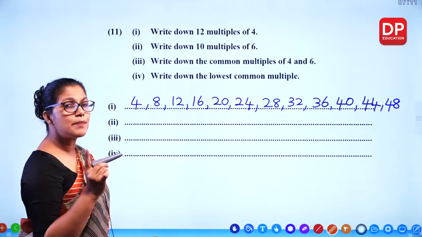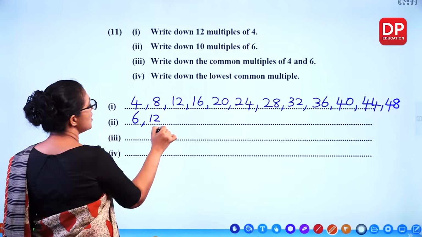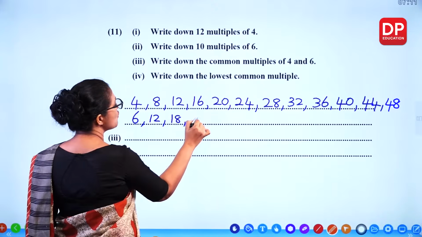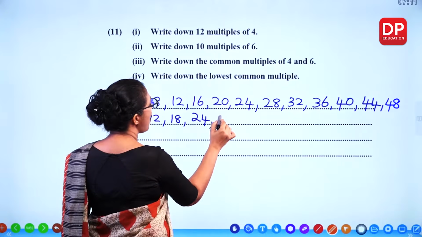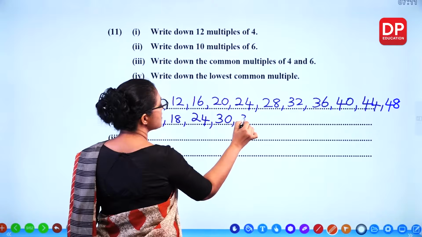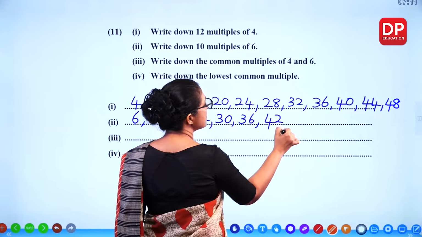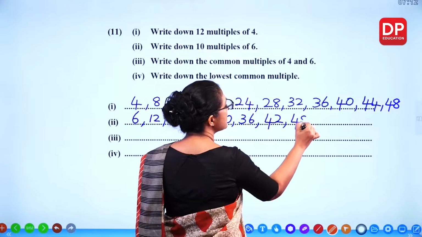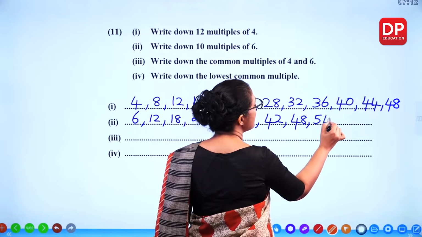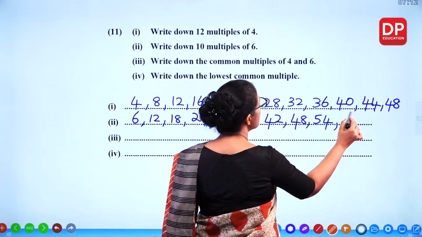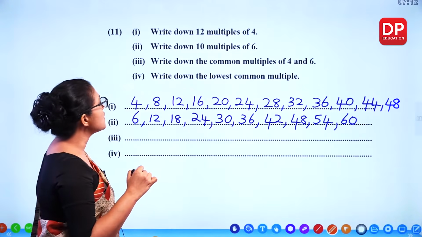Write down 10 multiples of 6. 6 times 1, 6 times 2, 6 times 3, 6 times 4, 6 times 5, 6 times 6, 6 times 7, 6 times 8, 6 times 9, and 6 times 10, 60. So we need 10 multiples of 6.